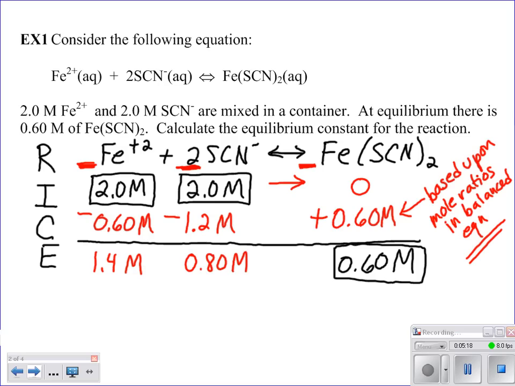And now that we have all the values of our concentrations at equilibrium, we can just go ahead and plug things in. So our equilibrium constant is going to be equal to, let me just go ahead and write down the expression first.